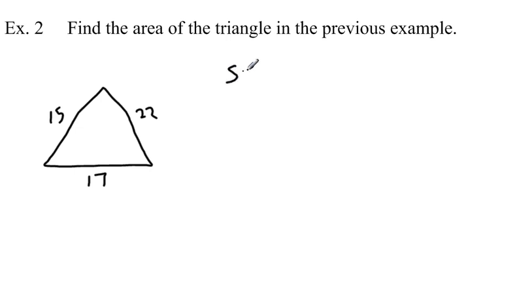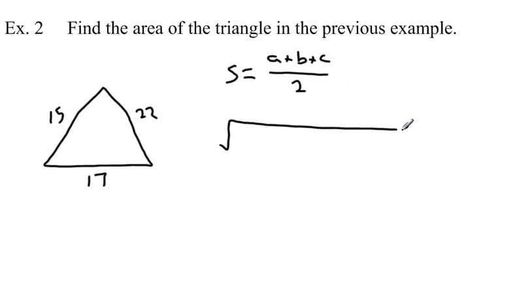Heron's formula says first find S. S stands for the semi-perimeter. Kind of like if you have a semicircle, that's a half circle. Semi-perimeter is half of the perimeter. Once you know the semi-perimeter, we can plug it into this. We can take S times S minus A times S minus B times S minus C. Really an ingenious formula here.